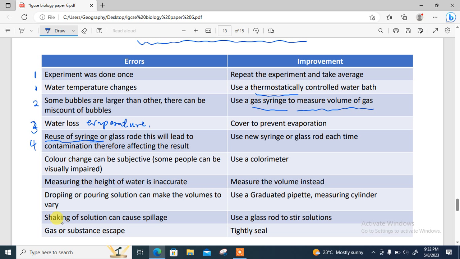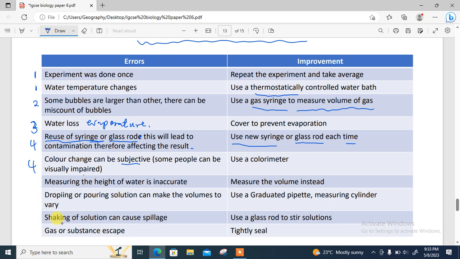Now, reuse of syringe, reuse of glass rod. Sorry, there's no E here. Reuse of glass rod. This will lead to contamination. If you use them over and over again for the same test tube, it can lead to contamination, therefore affecting the result. So the improvement is that you should use a new syringe or glass rod each time you're carrying out an experiment.